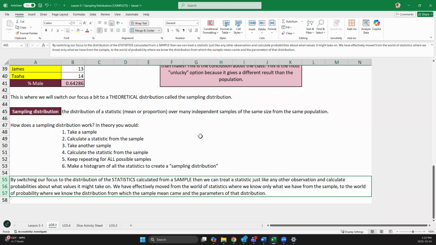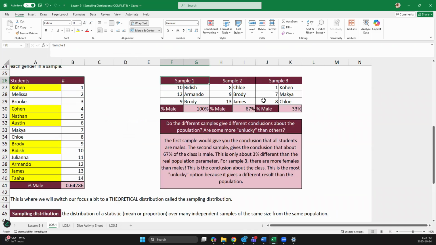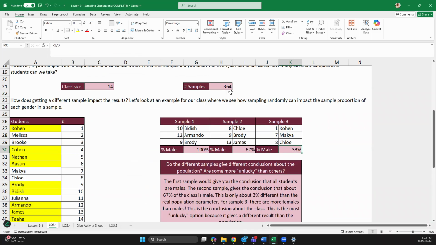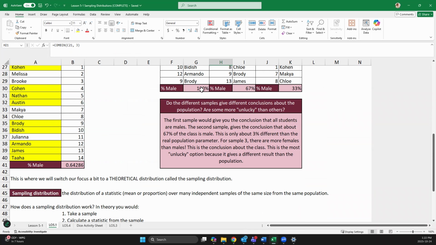And that's our introduction to what a sampling distribution is. Just think about it like continuing this process of taking samples, finding the percent from each, but doing this for all 364 possible samples, and then making a histogram of the different percent options. And that is the sampling distribution.